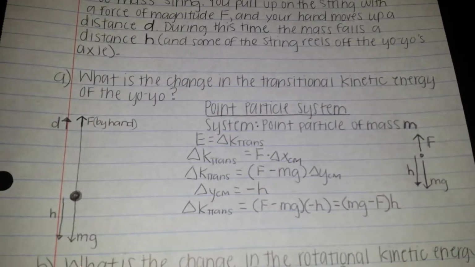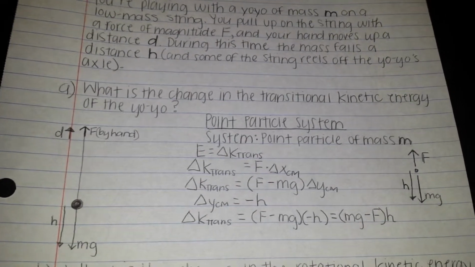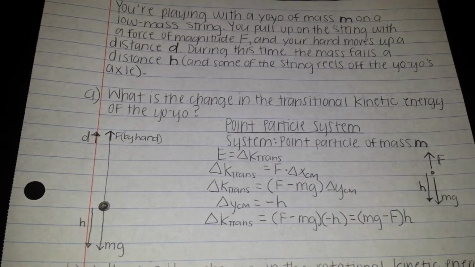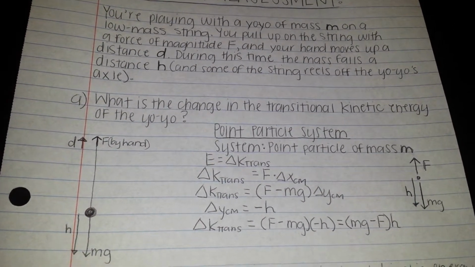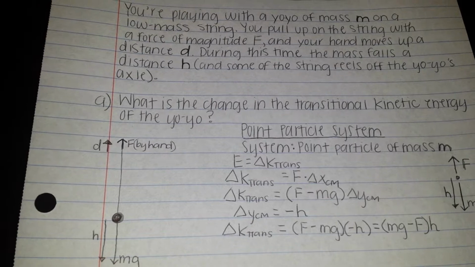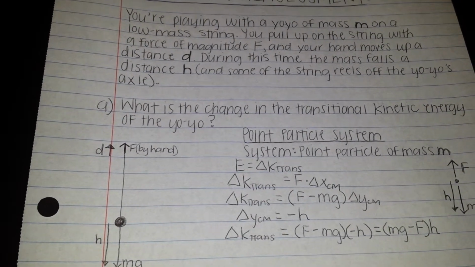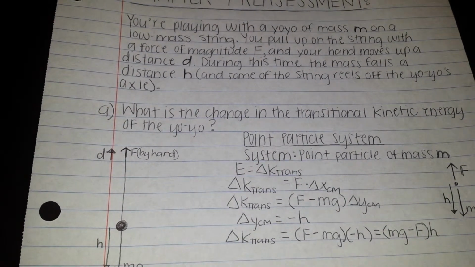So first, since it said translational kinetic energy, I realize this is going to be a point particle system. The system is just going to be the point particle of the mass M, and we know that the change in energy is going to equal the change in the translational kinetic energy.